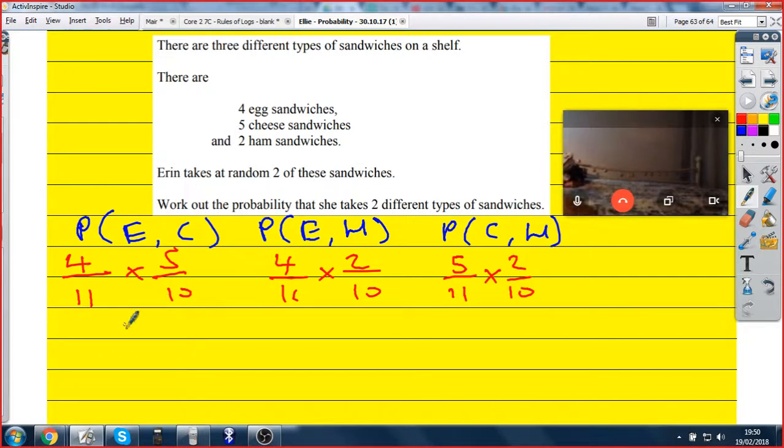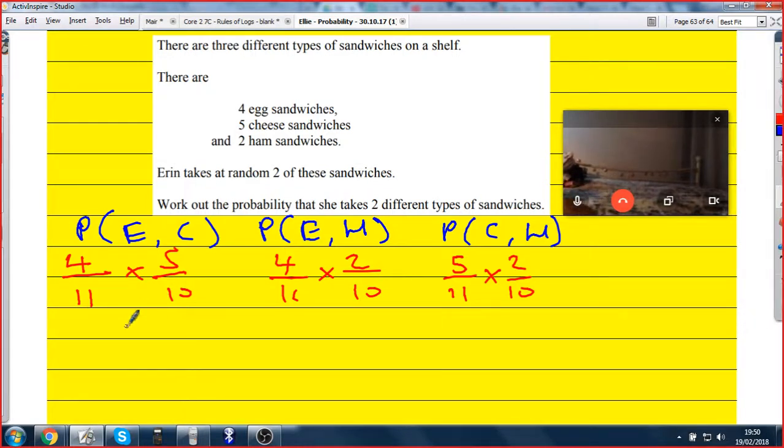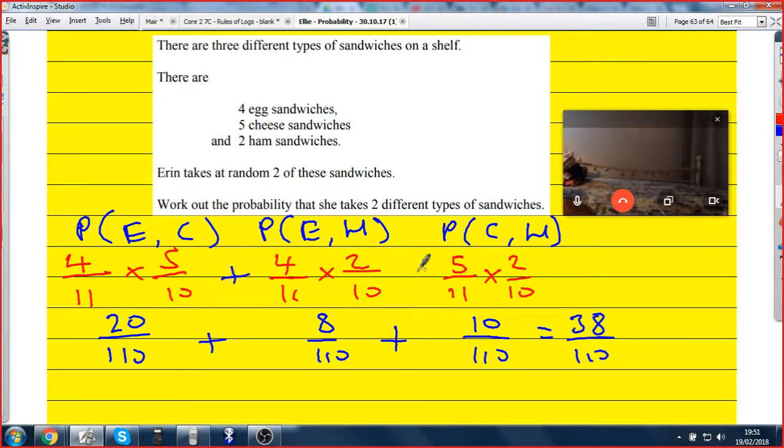So for the first one, it'd be 20 over 110. For the second one, it would be 8 over 110. And for the third one, it'd be 10 over 110. And then add them to get 38 over 110. And so that's, you get an egg and cheese.